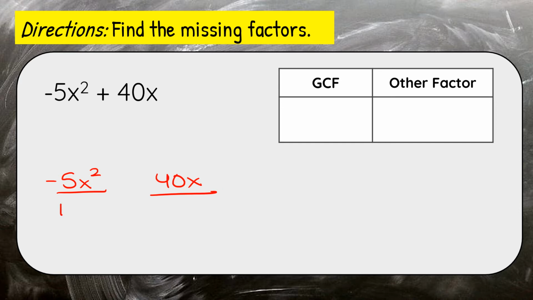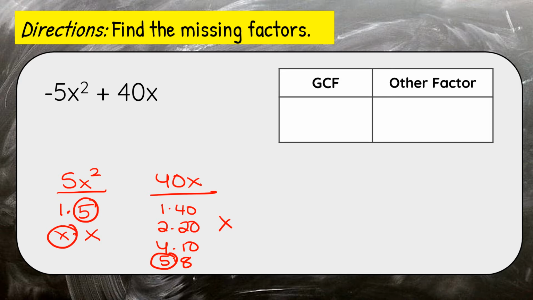To make 5, we ignore our signs. So we have 1 times 5, and x squared is x times x. 40 is 1 times 40, 2 times 20, 4 times 10, 5 times 8, and then x. The largest they have in common is 5, and they also have an x in common. But we want to be careful. Our first term is negative, so our GCF is actually going to be negative 5x.